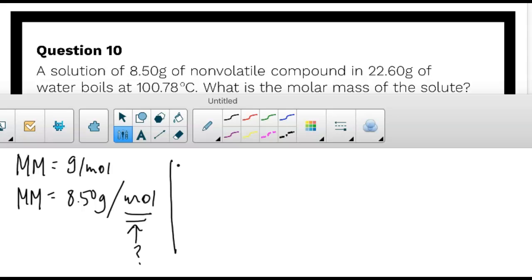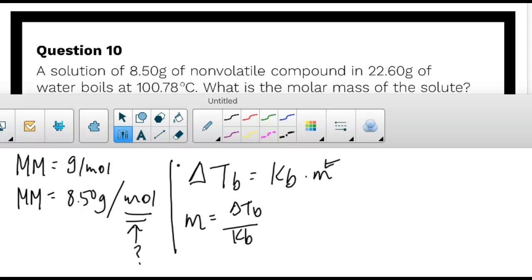Because it's a boiling point problem, we are going to use this equation, delta T_B equals K_B times m. Because we're trying to find the moles, it's hidden in here. So we're going to solve for that, and when you solve for that, you get delta T_B over K_B.